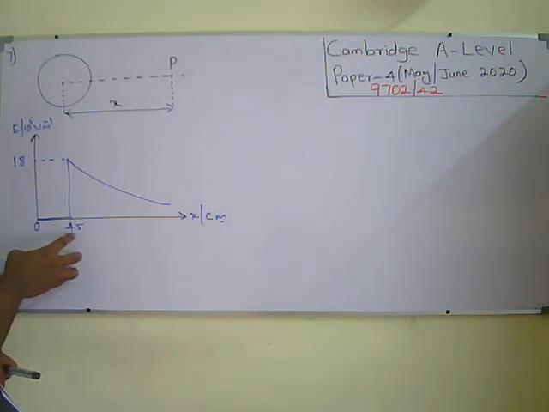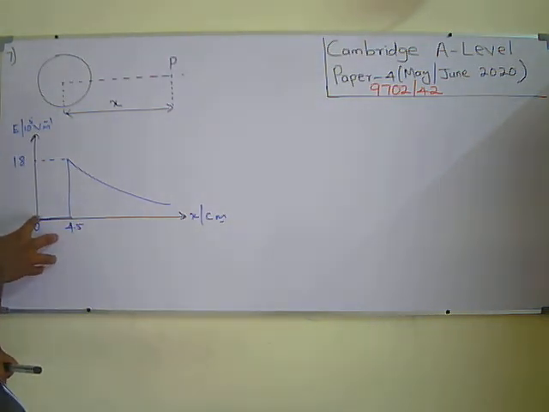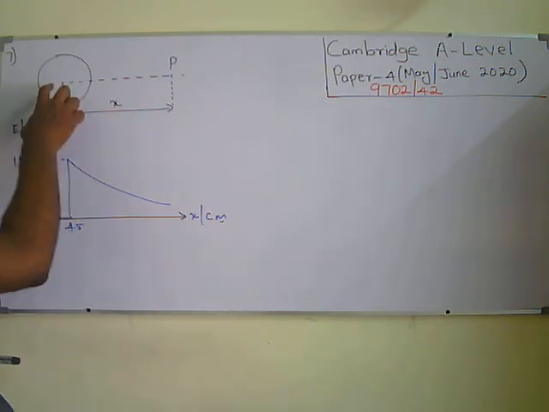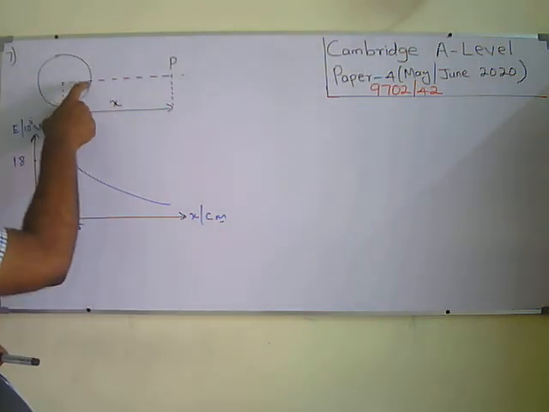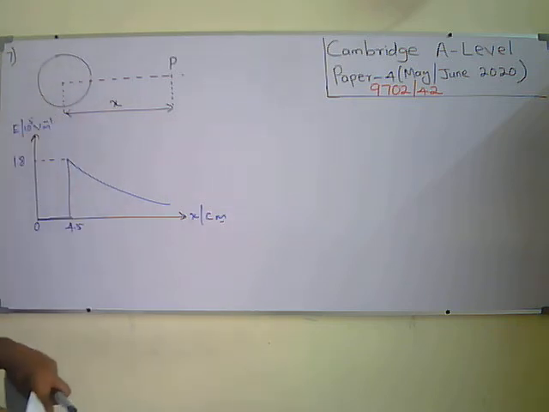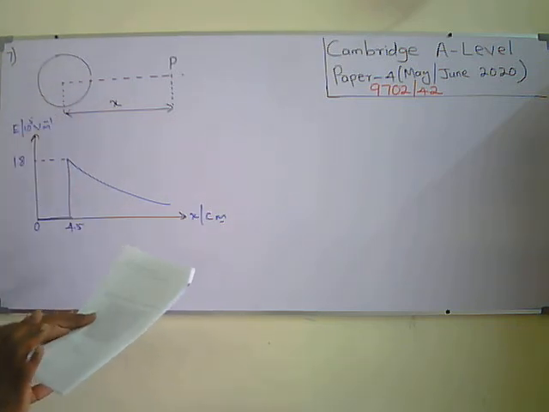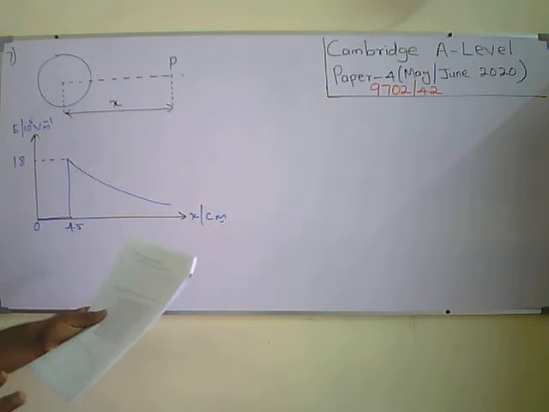That means up to 4.5 centimeter the electric field strength is 0, which means the radius is equal to 4.5 centimeter. From inside until the surface, the electric field strength is 0. The question, first part: state what is meant by electric field strength.